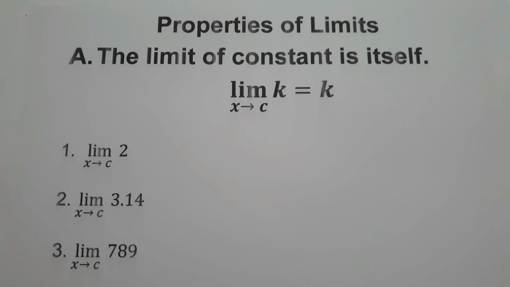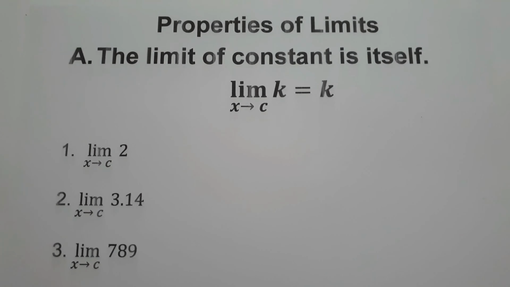In this video, we are going to identify and illustrate the different properties of limits. So what are the different properties of limits? The first one, the limit of a constant is itself. If k is any constant, then the limit of k as x approaches c is equal to k.